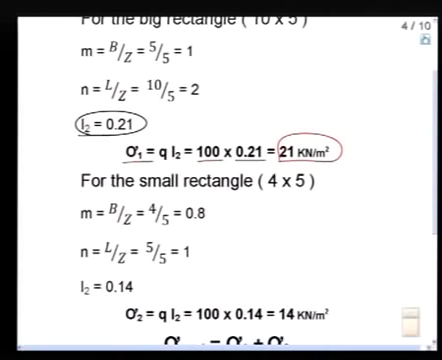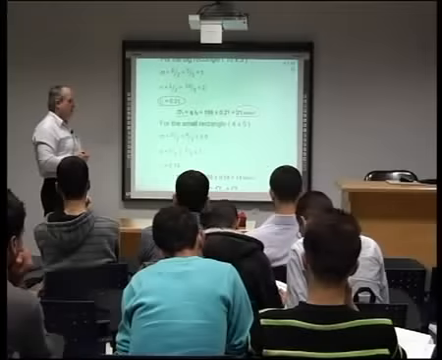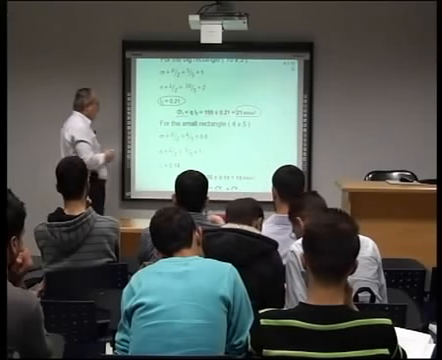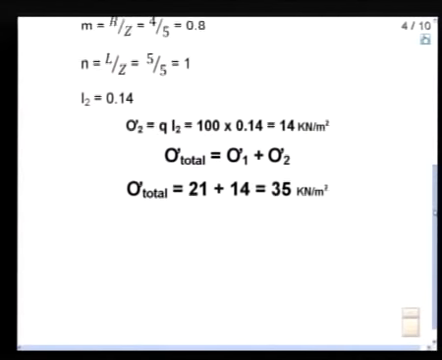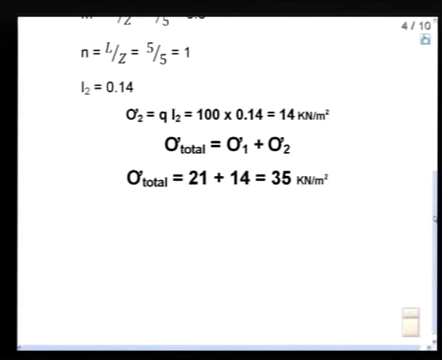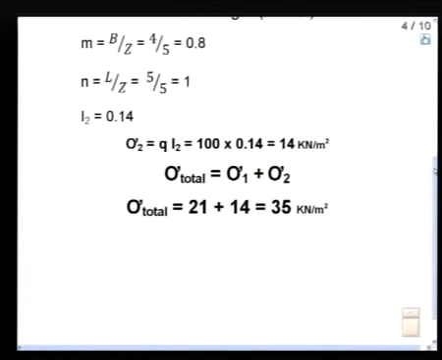Now we go here. M equals B over Z, which is 4 by 5. It's 0.8. N equals L over Z, which is 5 by 5. Okay? Equals 1. Now we go to the figure again. Find M 0.8, N 1, and find I2. How much?